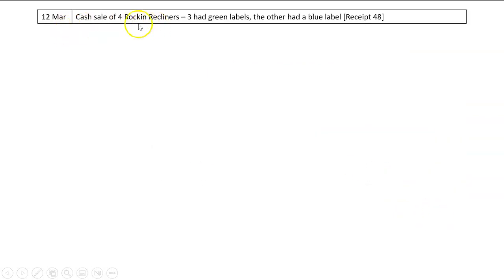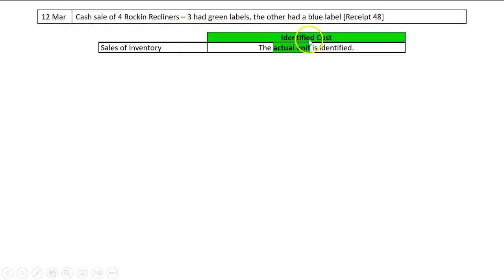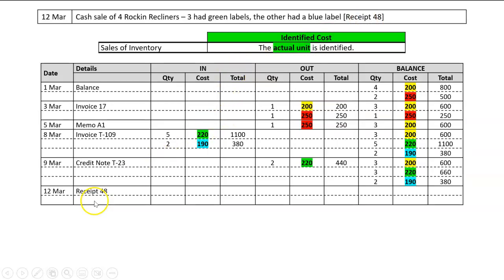12th of March, cash sale of 4 rocking recliners, 3 with green labels, the other had a blue label, receipt 48. And with sales, we just identify the actual units. So put the date in, receipt 48. We're saying 3 went out with green, 1 went out with blue. So 3 greens at 220. 1 blue at 190, so we've still got the 3 yellow ones, nothing happened. The 3 green ones are now gone, so they won't appear. We had 2 blue ones the day before, 1 blue one went, so now we're left with 1 blue one at 190, like so.